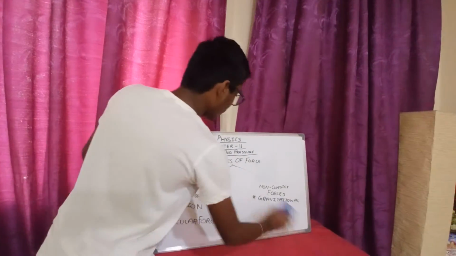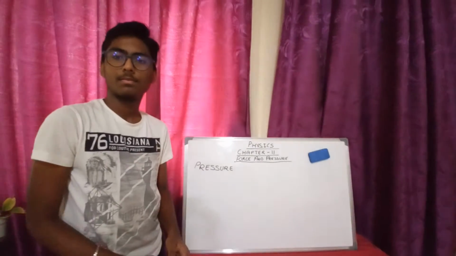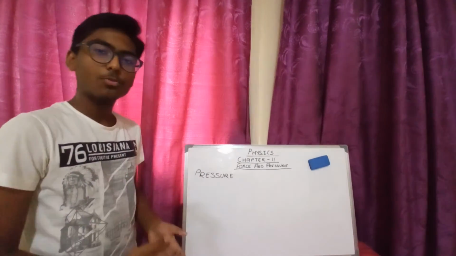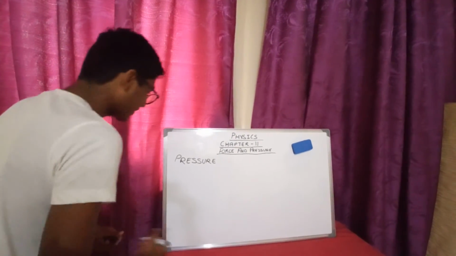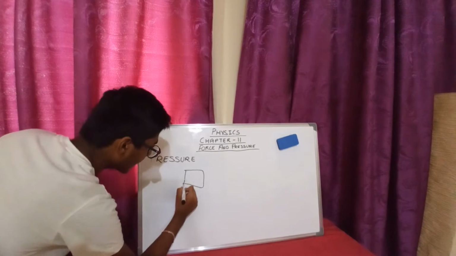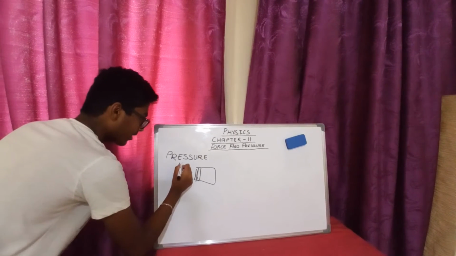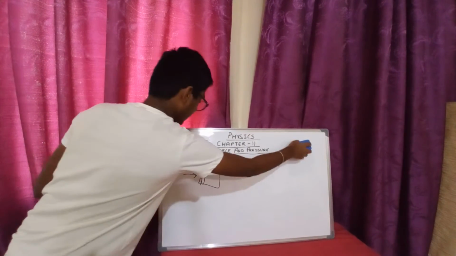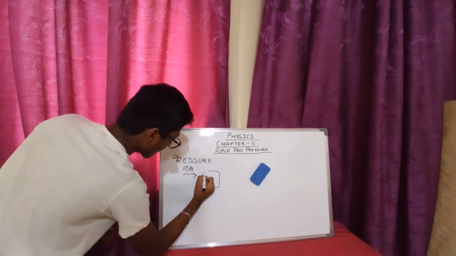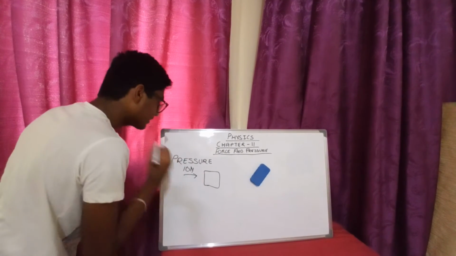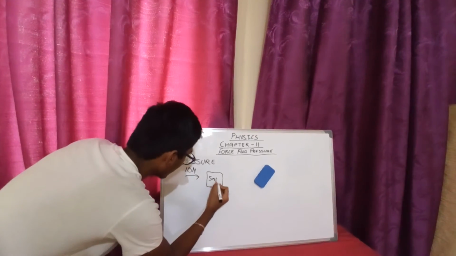So now we'll be going into pressure. I have already told you what pressure is. Pressure means the force acting on an area. Now I'll show you how that works. Take this side of the box, and we are putting a force of 10 newtons. Think that this side is 5 meters square.